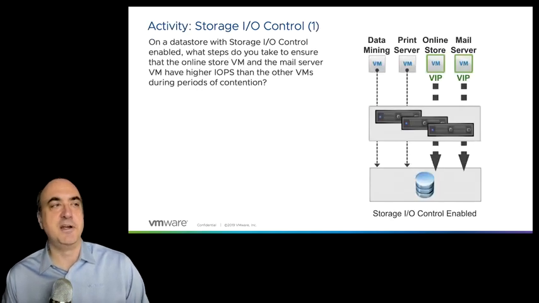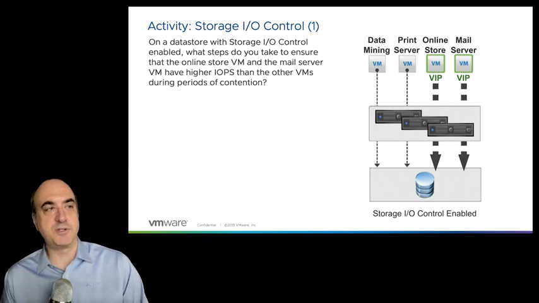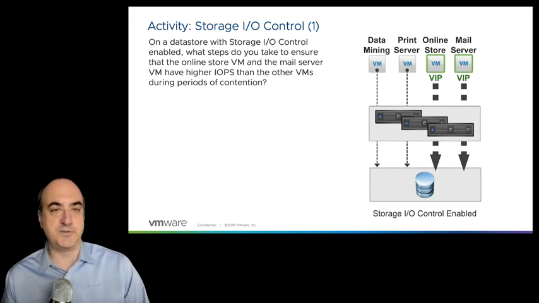So let's put this all together with an activity. Here we have a scenario where we have a data store with storage IO control enabled. What steps would you take to ensure that the online store VM and the mail server VM have higher IOPS than other VMs during periods of contention? Well, we pretty much just talked about this, right? We have 3 hosts and several different virtual machines. We'd want to make sure that our critical workloads, the online store and the mail server, have quote unquote VIP status, right? So what would we do here?